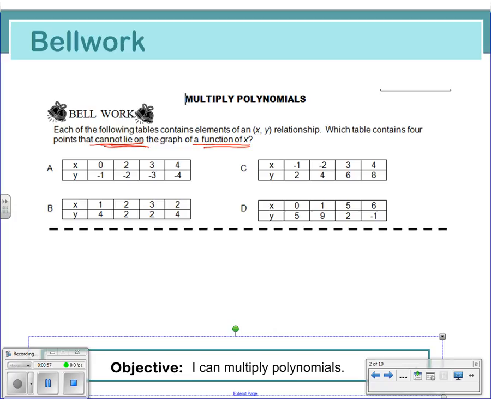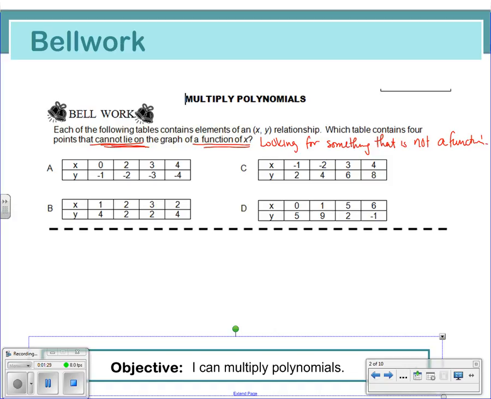So if I'm looking for something that cannot lie on a function of x, then what I'm looking for is something that is not a function. Because if it did lie on a function, then I'd need a function. So I'm looking for something that is not a function.